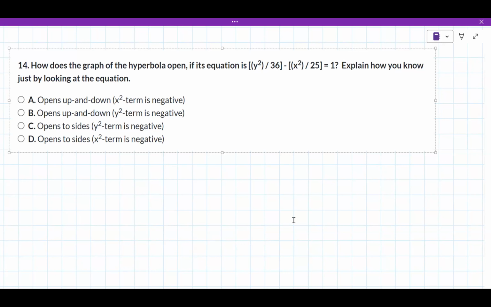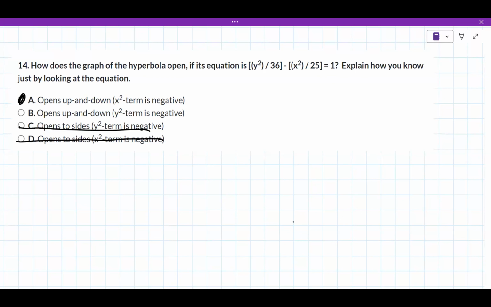Okay, this one is different. This time it opens up and down. So that means it's either A or B. It's A. It is A. Good. All right. So we've seen this in the last two review assignments.